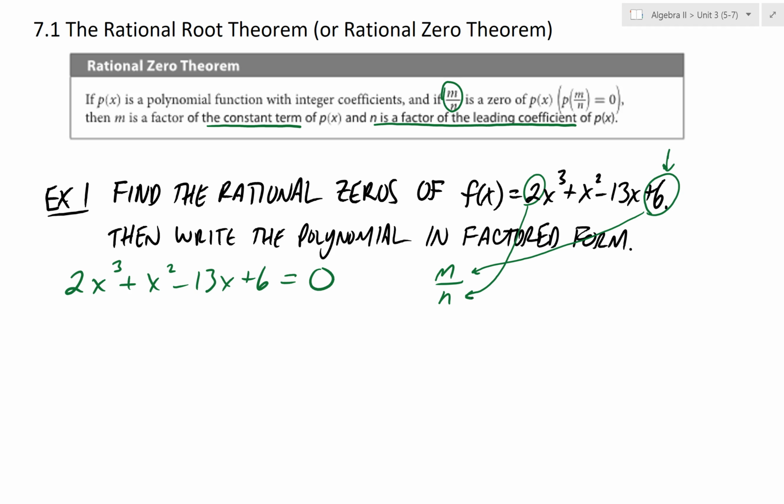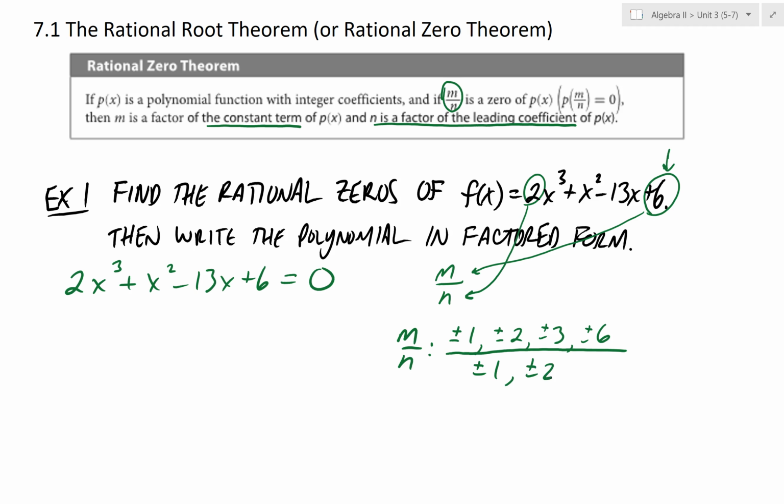So what we're going to do is list all the possibilities that m over n could be. Since m has to be a factor of 6, what are all the numbers that divide evenly into 6? Plus and minus 1, plus and minus 2, what else? Plus and minus 3. Anything else? Plus and minus 6. So the numerator could be any one of those numbers. The denominator has to be a factor of 2. Plus and minus 1, plus and minus 2.